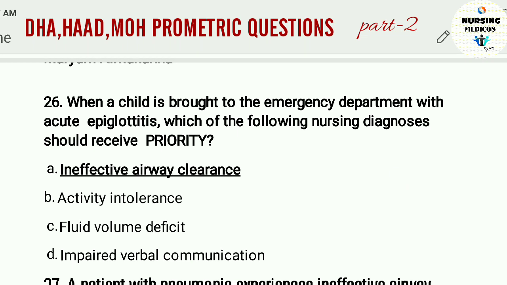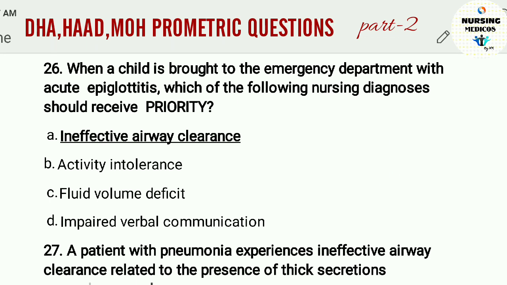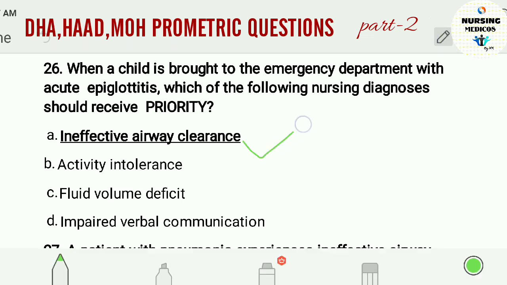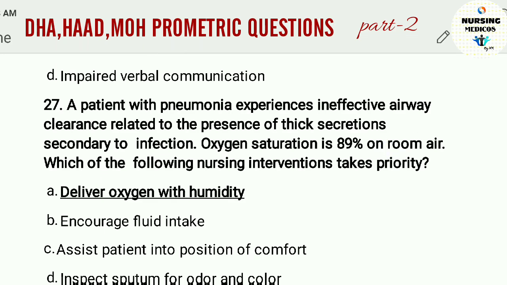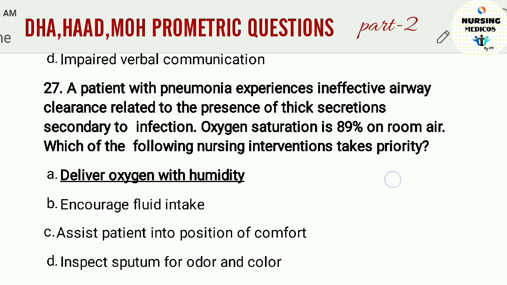Okay, next one is question number 26. When a child is brought to the emergency department with acute epiglottitis, which of the following nursing diagnoses should receive priority? A, ineffective airway clearance; B, activity intolerance; C, fluid volume deficit; D, impaired verbal communication. So according to that, our answer will be A, ineffective airway clearance. That is very important. System-wise we are discussing one by one. These are all only respiratory systems.